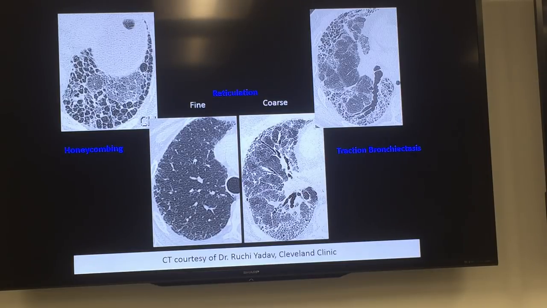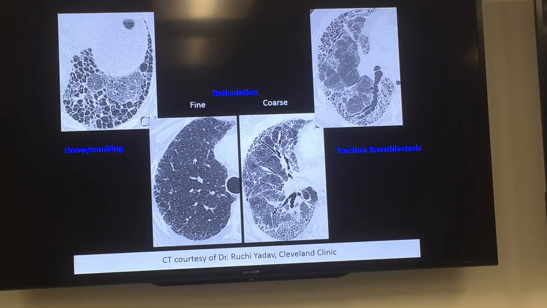And the thing you should remember is that radiologists can make a confident diagnosis of UIP, which is very, very accurate, if there is honeycombing. That's the key. If there is honeycombing, they can make a pretty accurate diagnosis of UIP. If there is no honeycombing, their diagnosis is poor. They are very, very bad at it.